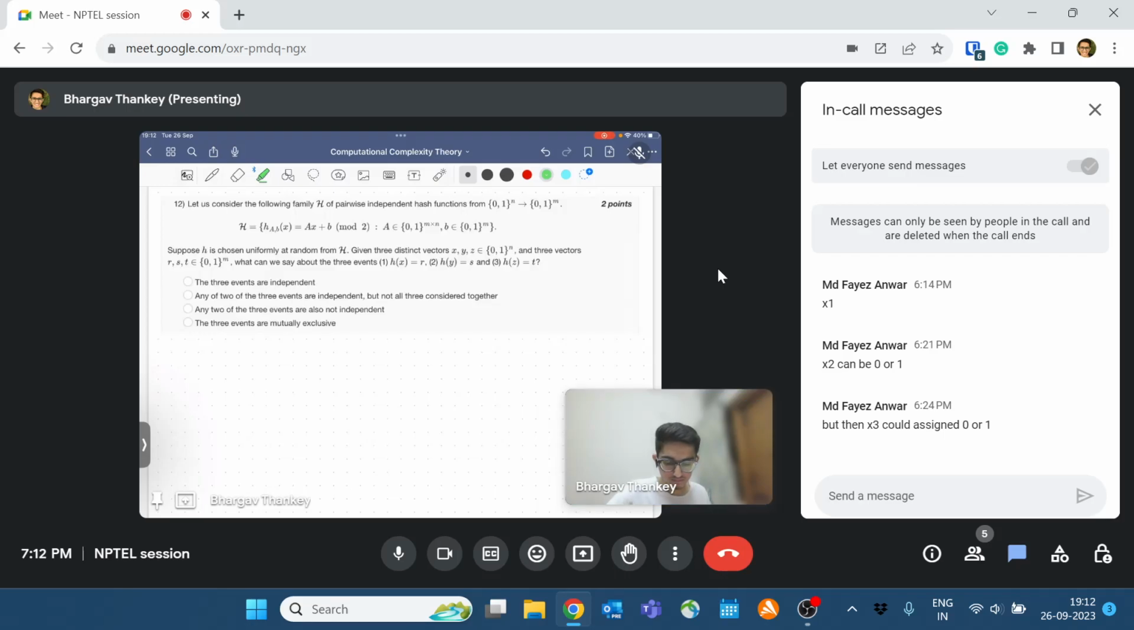Actually, this problem statement is not that clear. What it is saying is the following. We have this family of pairwise independent hash functions, so it's a set. From this set, we are picking one element at random, and that element is going to be a function, because this is a set of functions. So an element picked uniformly at random from the set is going to be a function. Let me call that function h. Now we have three events: h(x) equals r, h(y) equals s, and h(z) equals t.